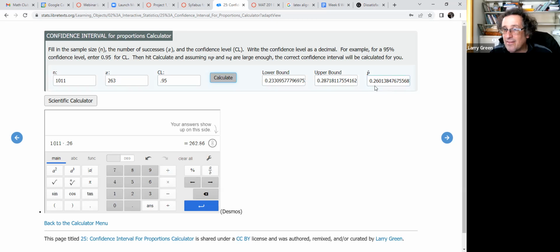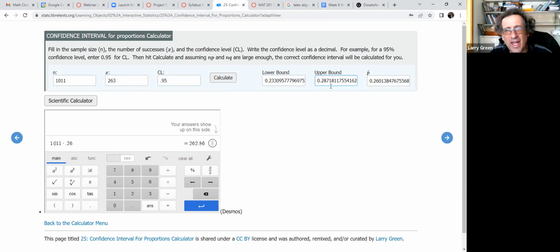Because remember, our p hat was 0.26. It actually reminds us of that. And if you take 0.26 and subtract 0.03, you get 0.23. And if you add, you get 0.29. And rounded, that's what we're looking at. So actually, they're off by 1%.